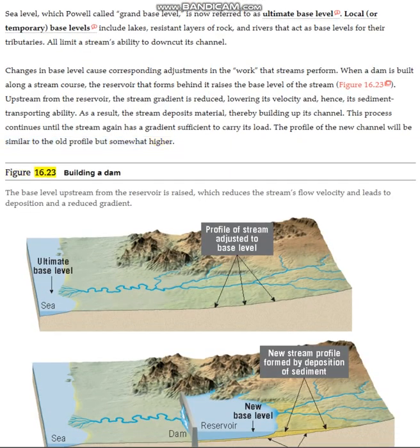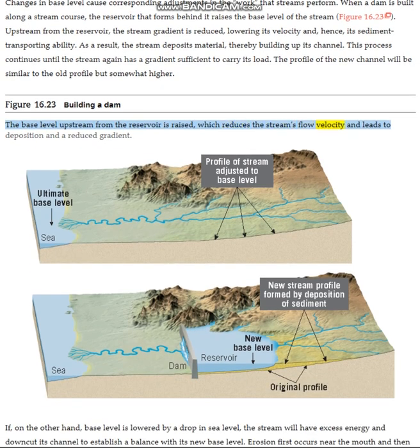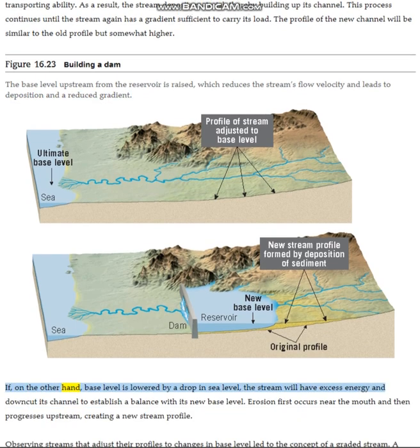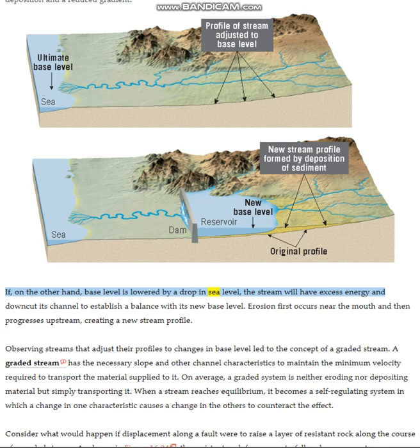Figure 16.23 Building a dam. The base level upstream from the reservoir is raised, which reduces the stream's flow velocity and leads to deposition and a reduced gradient. If, on the other hand, base level is lowered by a drop in sea level, the stream will have excess energy and downcut its channel to establish a balance with its new base level. Erosion first occurs near the mouth and then progresses upstream, creating a new stream profile.